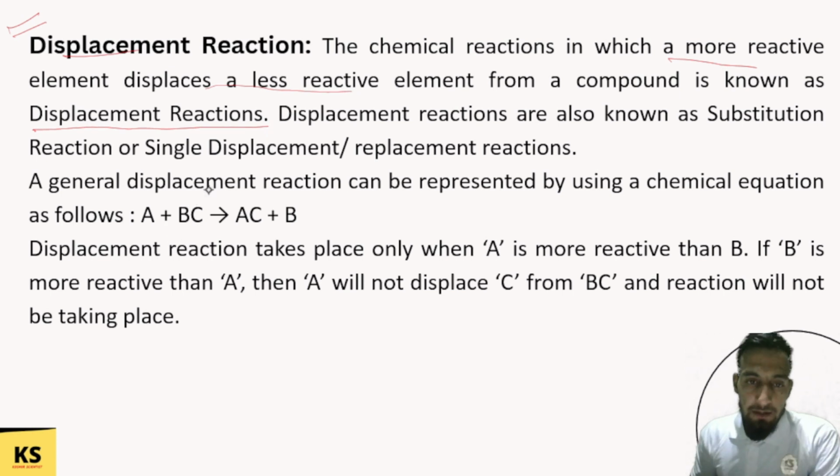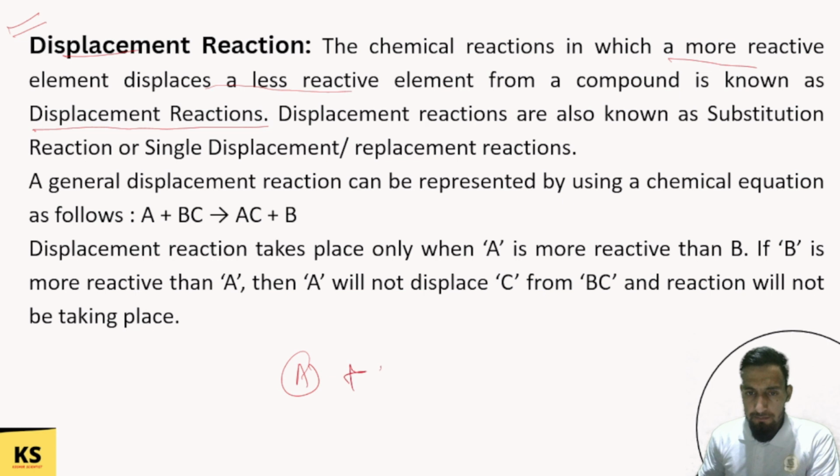What happens in this type of reaction is that when there is a reaction between two substances or two compounds, or that may be a single element and a compound, when this reaction is happening, an element replaces some element from a given compound. For example, A plus BC gives us AC by replacing what? Replaces B.